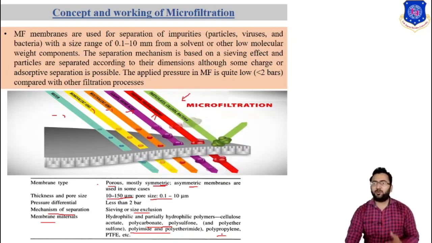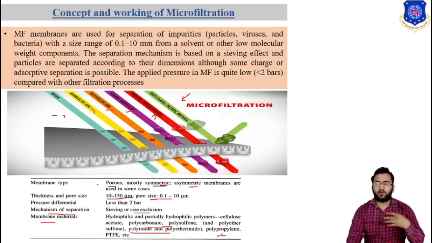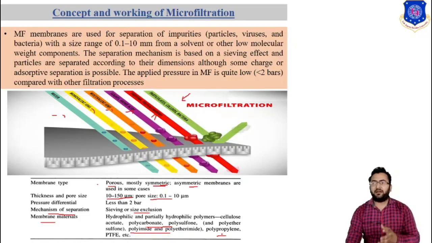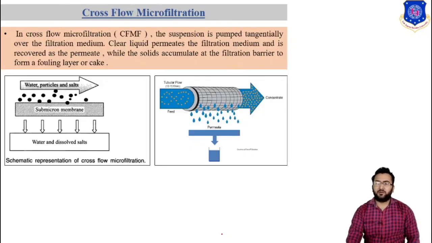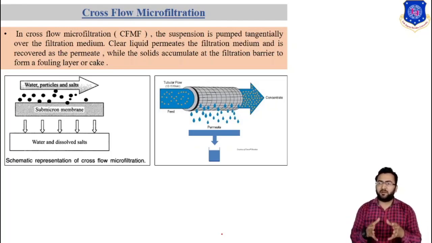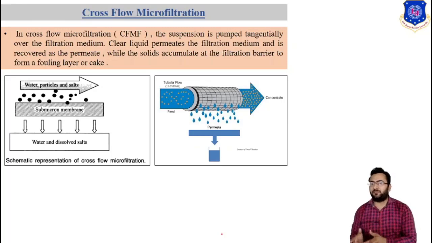There are mainly two types of working of microfiltration: one is cross flow microfiltration and the other is dead end microfiltration. First, let's discuss cross flow microfiltration. In cross flow microfiltration, the suspension is pumped tangentially over the filtration medium, and the clear liquid permeates the filtration medium and is recovered as permeate, while the solid accumulates at the filtration barrier to form a fouling layer or cake.